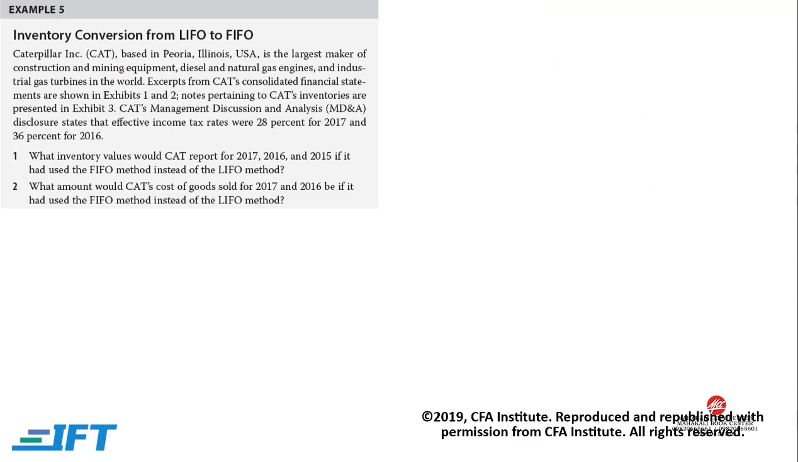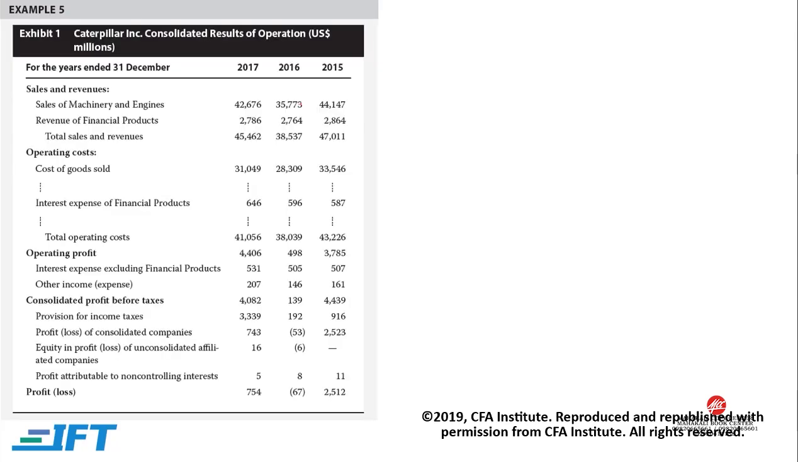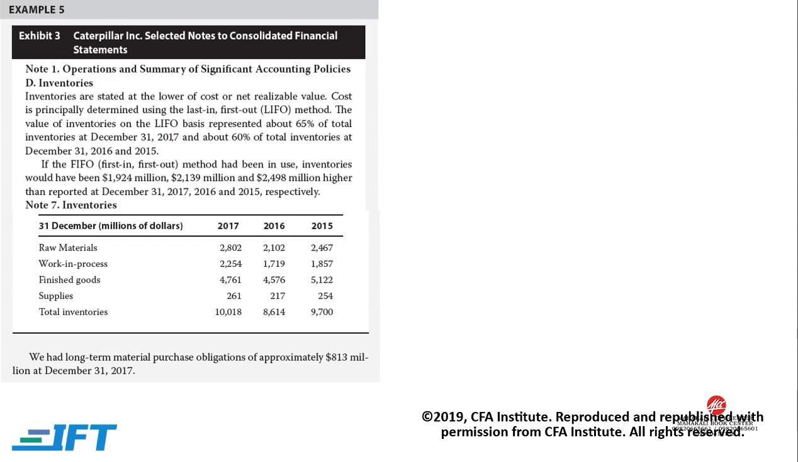Example 5, inventory conversion from LIFO to FIFO. Caterpillar, based in Peoria, Illinois, USA, is the largest maker of construction and mining equipment, diesel and natural gas engines, and industrial gas turbines in the world. Now, we are given data for Caterpillar. Over here we have this very important information that if the FIFO method had been used, inventories would have been 1924, 2139 and 2498 higher. So this is your LIFO reserve.